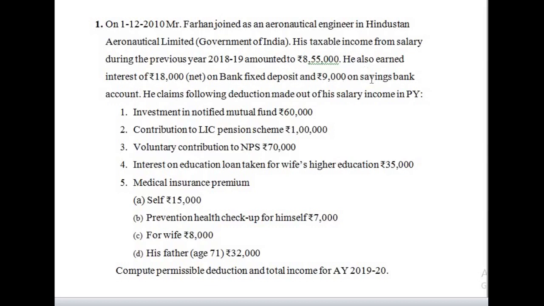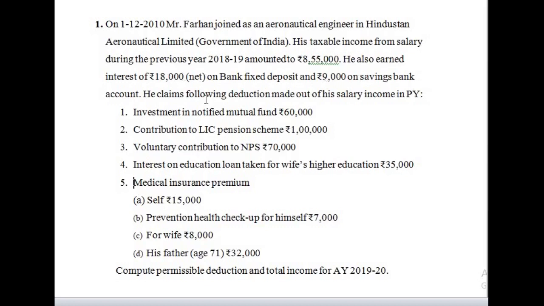So here they have given interest on bank fixed deposit. It is a kind of income from other sources. They have given the net amount. That means if the amount of interest on bank fixed deposit is more than 10,000, it should be grossed up by 10%. So here, if they have given net, it should be grossed up by the 10%. That means 18,000 into 100 divided by 90.